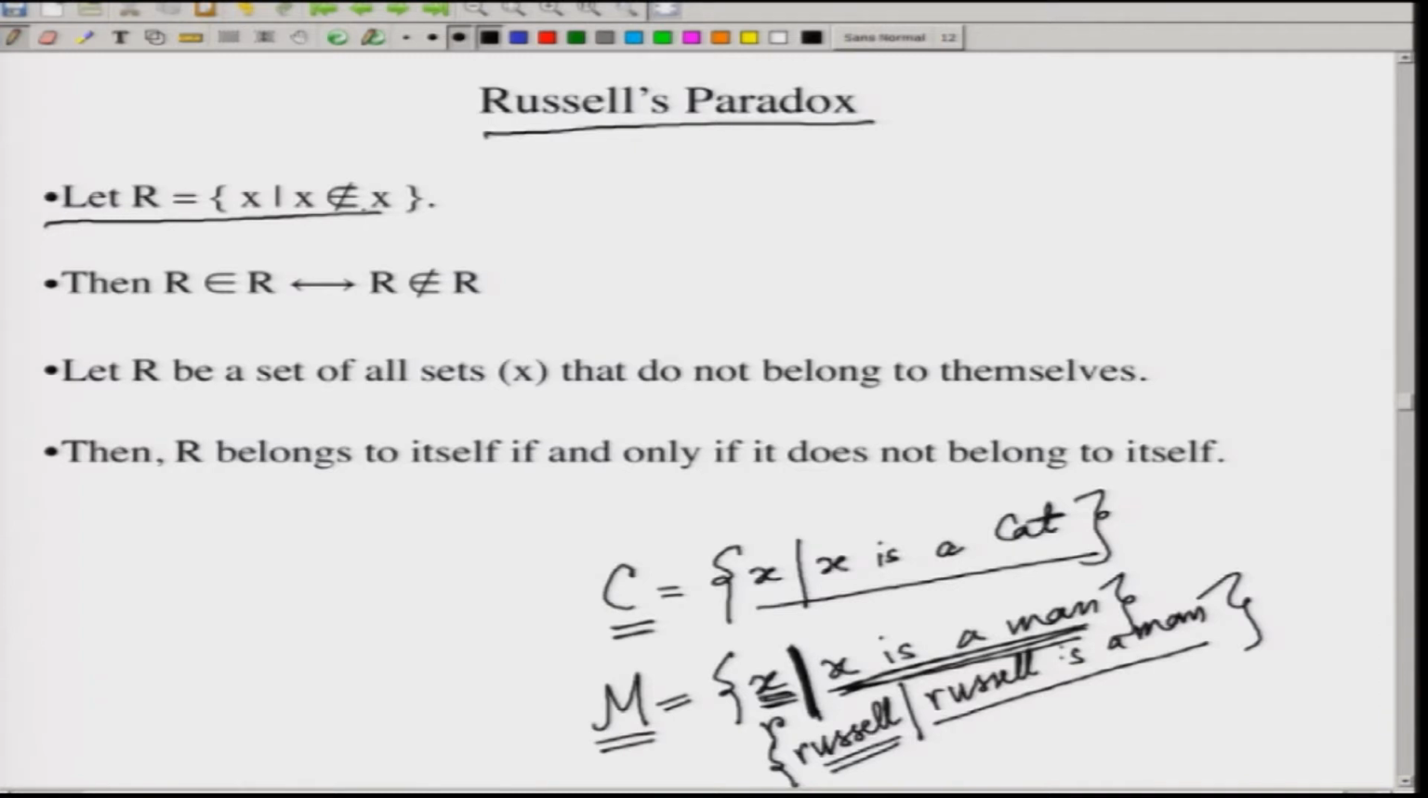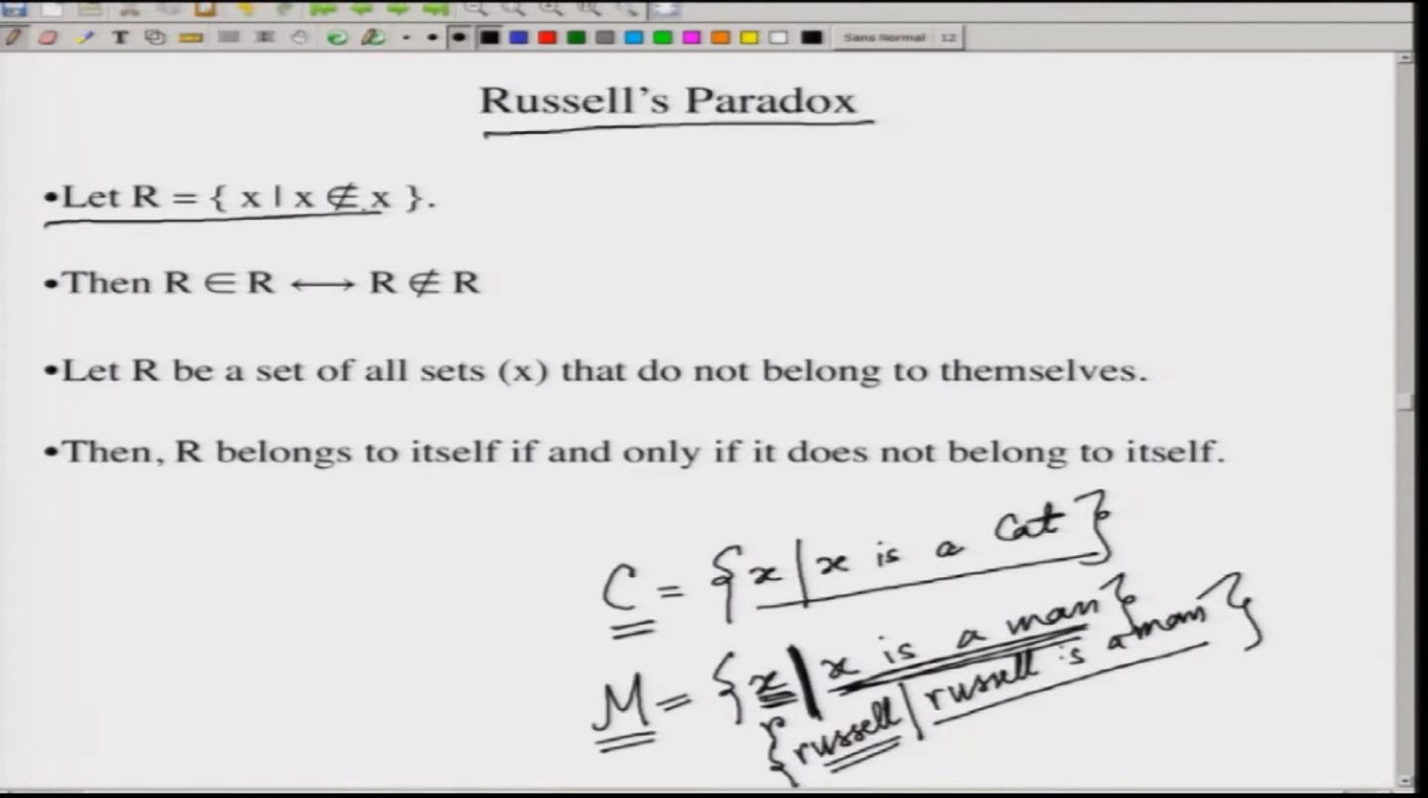Now, what is Russell's paradox? Let R be the set of all x such that x does not belong to itself. So, R, remember, is the set of all sets that do not belong to themselves.